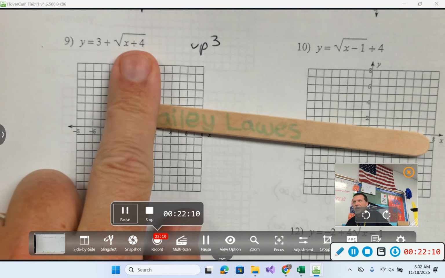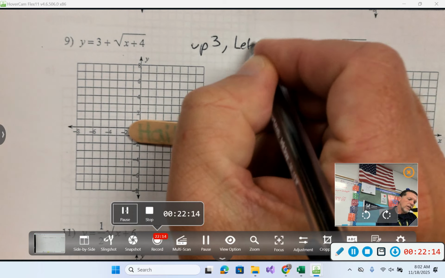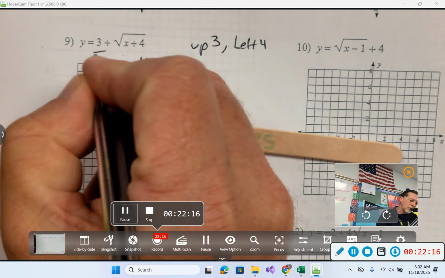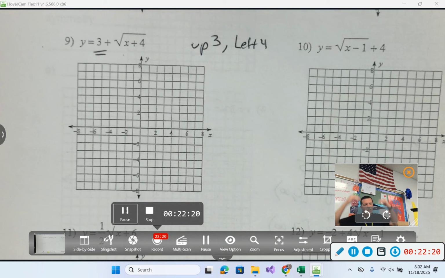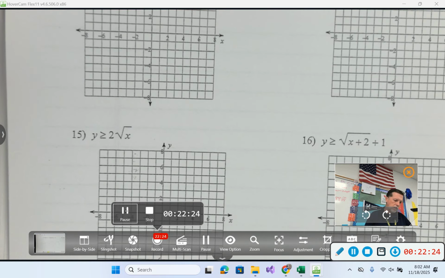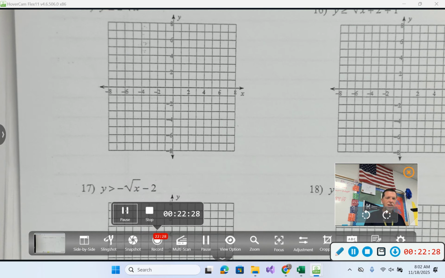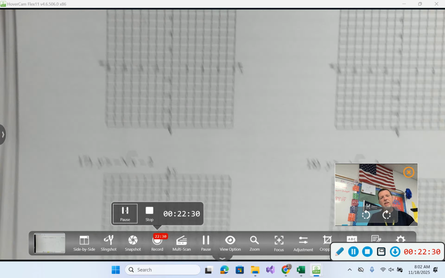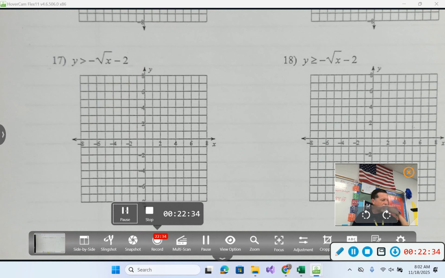Speaking of in there with x, Haley, what's that +4 do? Left 4. So that +3 feels like it's out of place, but it's still a +3, so it still shifts it up 3. What do you notice about 15 and 17? Inequalities. So that just adds an extra step. Not a hard extra step, I don't think.